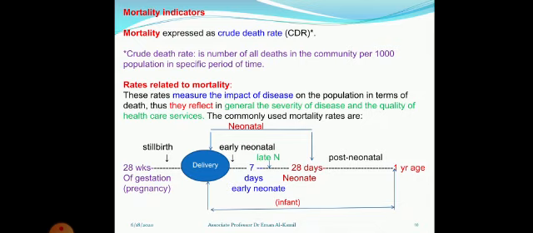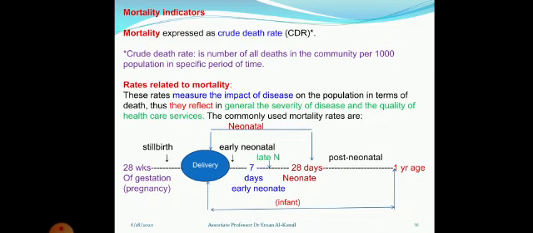Rates related to mortality: as we mentioned, we are going to display different mortality rates in childhood, especially up to the age of 1 year. The first rate we are going to estimate is the stillbirth rate. Stillbirth is defined as a fetus who is born dead after 28 weeks of gestation, before or up to birth. So he is born dead, and this is called a stillbirth.